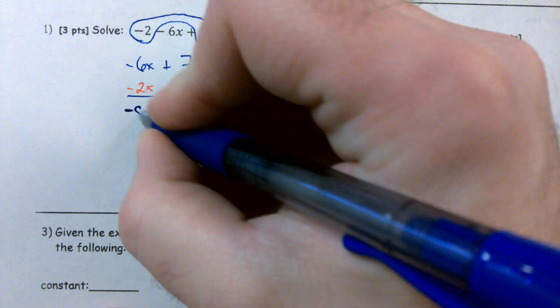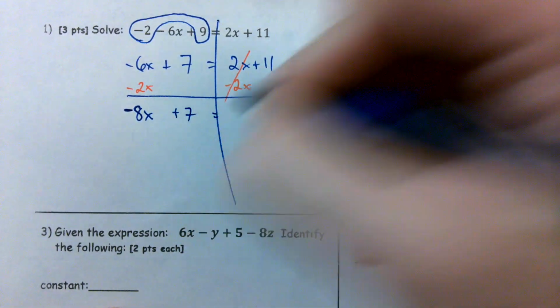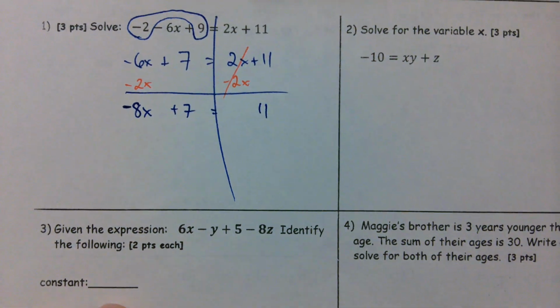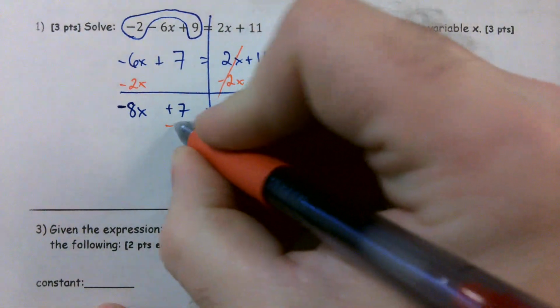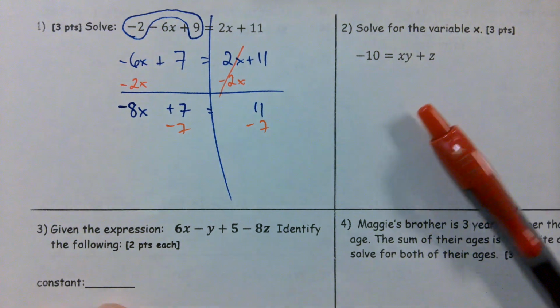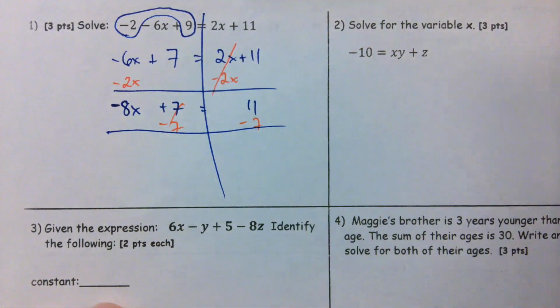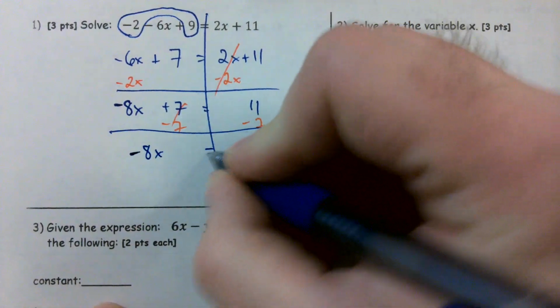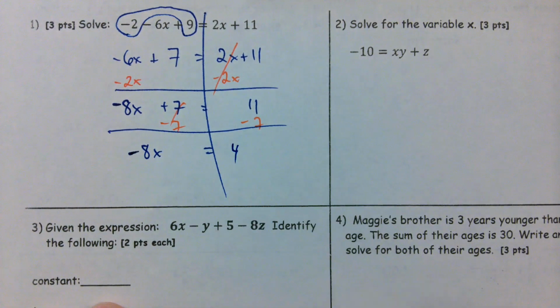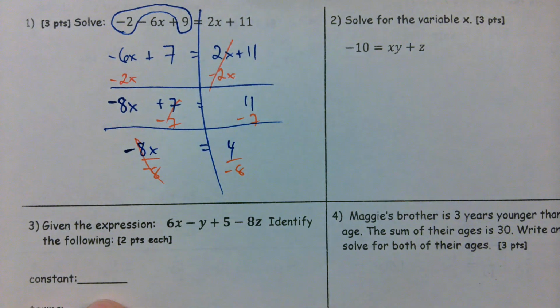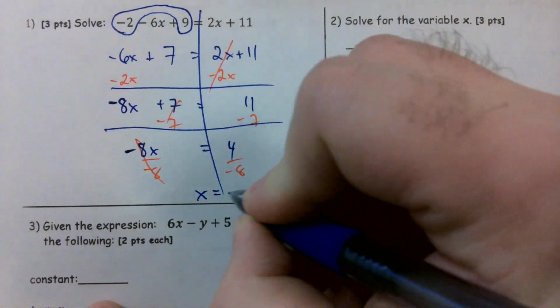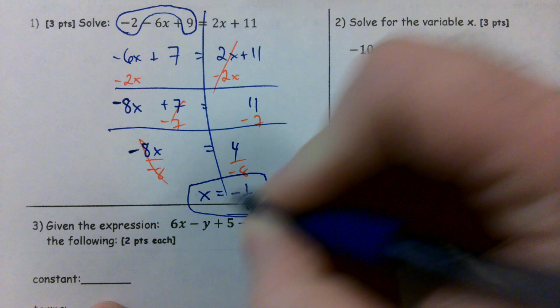Negative 6x minus 2x, negative 8x. Plus 7 is 11. All right, I brought my variable term to the left. What am I going to bring to the right? Constant. My 7 gets subtracted. I get negative 8x equals 11 minus 7 is 4. Divide by negative 8. And I get x is equal to negative 1 over 2.